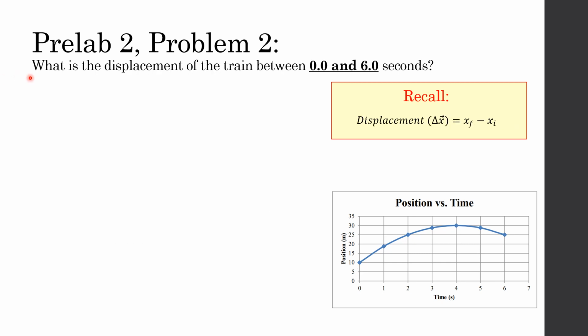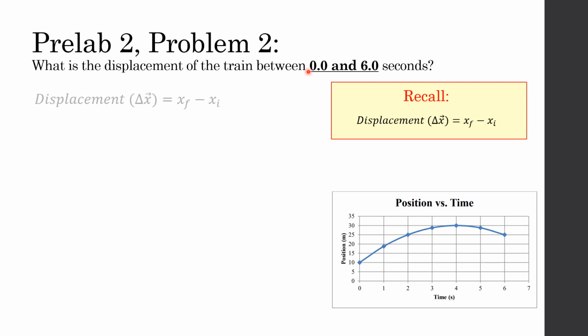All right, Prelab practice problem number 2. What is the displacement of the train between 0 and 6 seconds? So you can see I bolded and underlined my interval because, as I mentioned, sometimes when you're taking the quiz and the exam, they will go ahead and change the interval on you. So you want to make sure you're always paying attention to what that time interval is.